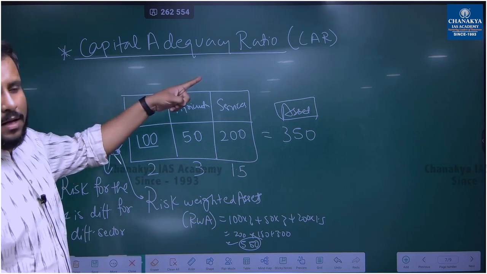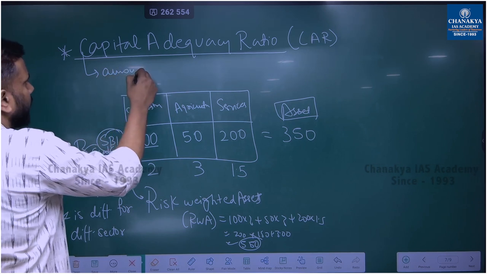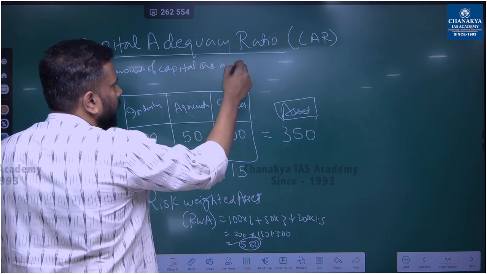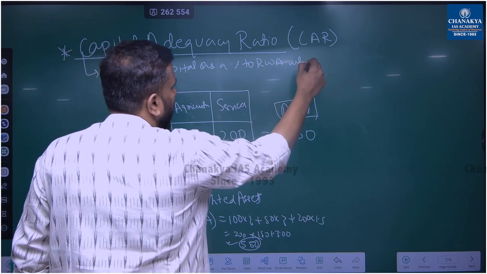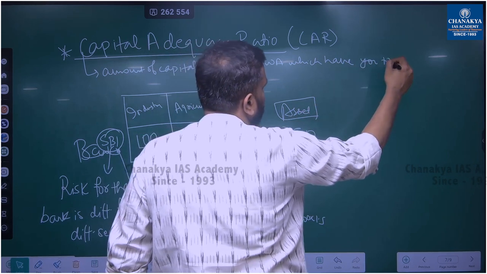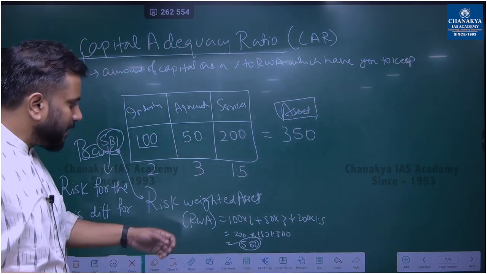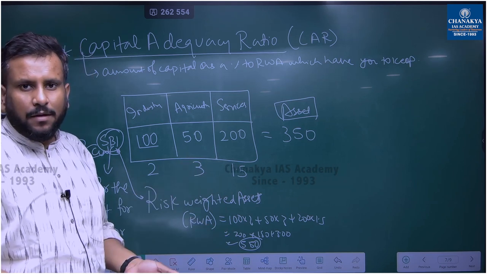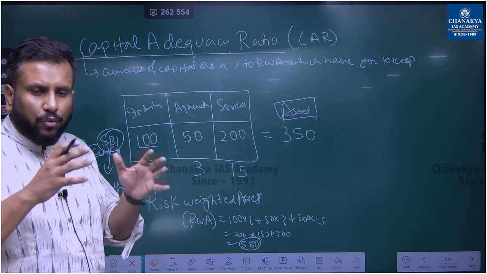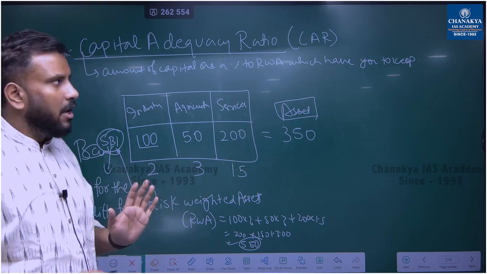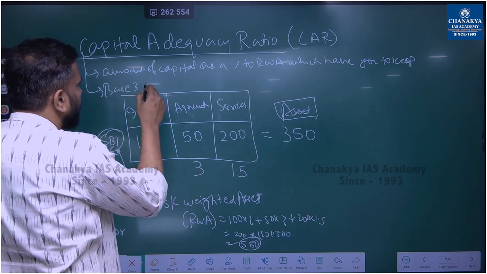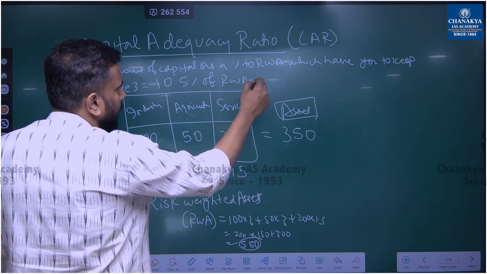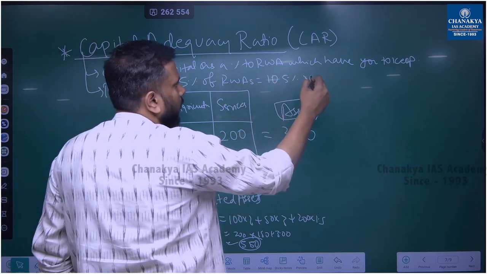Now what is CAR? It is basically the amount of capital, as a percentage of RWA, which you have to keep. मतलब इस risk weighted asset का कितना पैसा आपको रखना पड़ेगा, because ये asset कल को loss भी तो हो सकता है. So out of this asset, you have to reserve some money or you have to keep some money to compensate for the losses. So as per the Basel norms, as per the Basel 3 norms, the CAR has to be kept as 10.5% of risk weighted assets. That means 10.5% of 550.